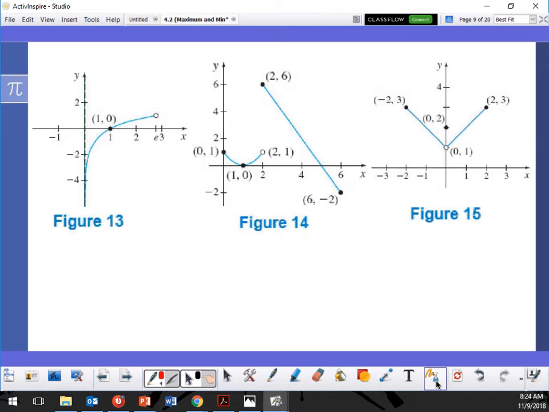Does that make sense? Does that help you out? What was the maximum? The maximum would be 0, 1, because 2, 1 is open, isn't it? Yeah. So over here on 15, what do we have? What's our minimum?